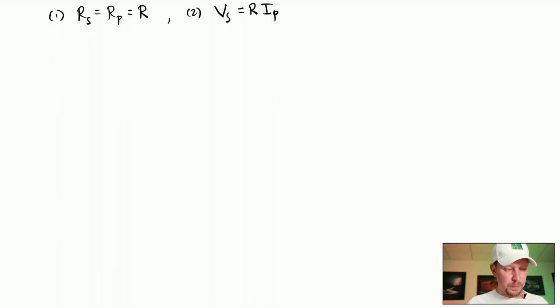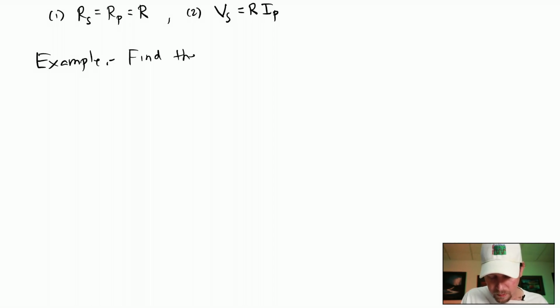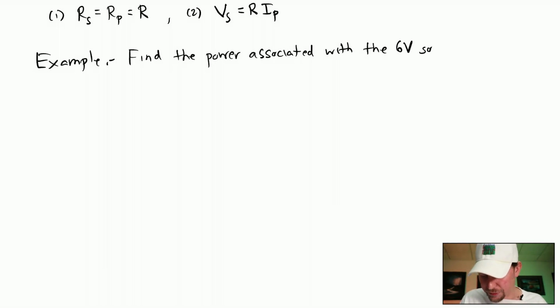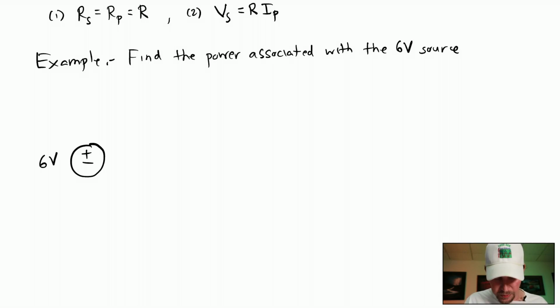Now, the example that I have, that we're going to go through fully, the prompt is the following. I want to find the power associated with the 6-volt source. So we're looking for the power that's either being generated or dissipated by a 6-volt source, and the circuit's the following. Immediately on the left-hand side of the circuit, we have our 6-volt source, and it is connected to a large number of resistors here, a network.